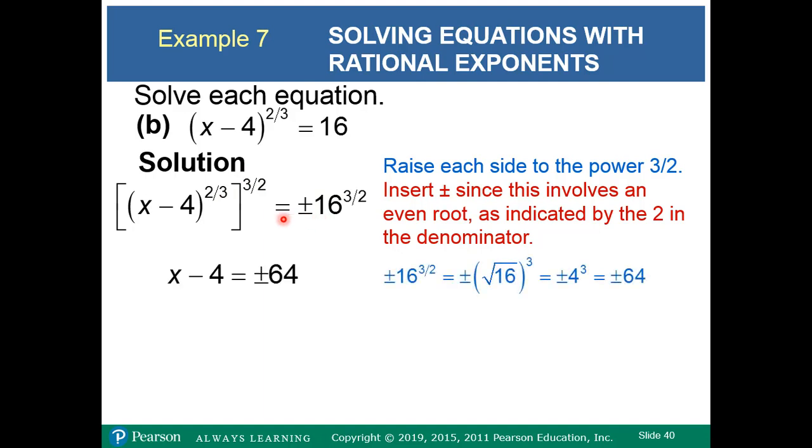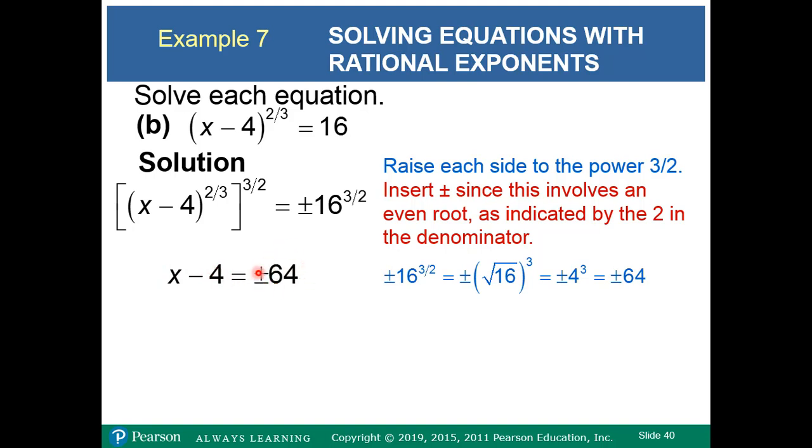So we get x minus 4 equals plus or minus 64. Remember, what's the square root of 16? It's going to be 4, plus or minus 4. And then again, this is odd, so it doesn't matter, we don't have to worry about this. So here, it's going to be plus or minus this squared, or this cubed, so it's going to be 4 cubed, which is 64. So we get plus or minus 64. So x minus 4 equals plus or minus 64.